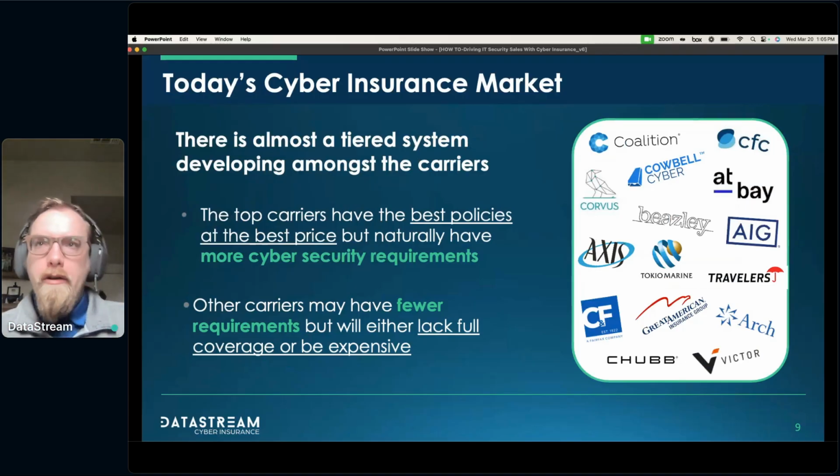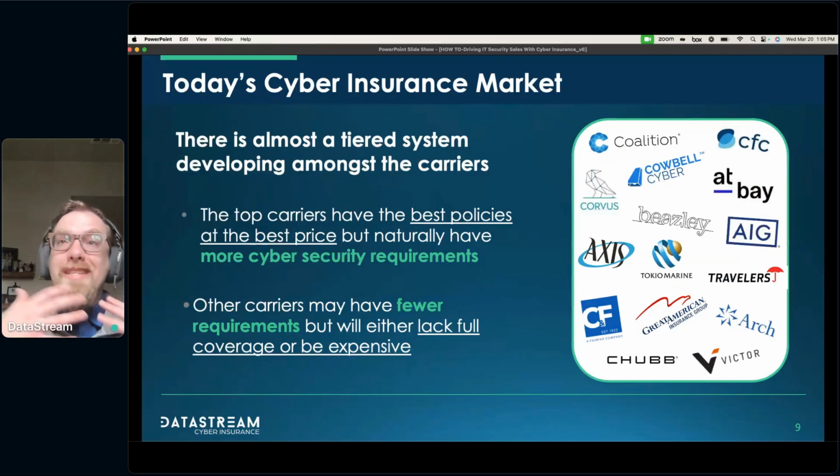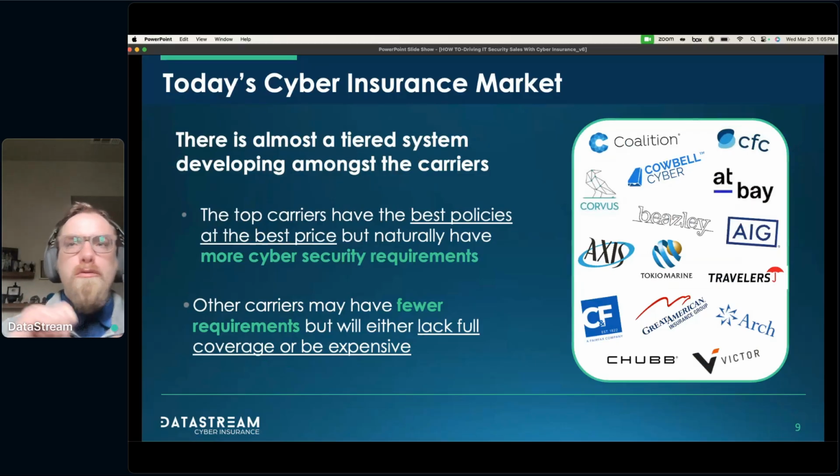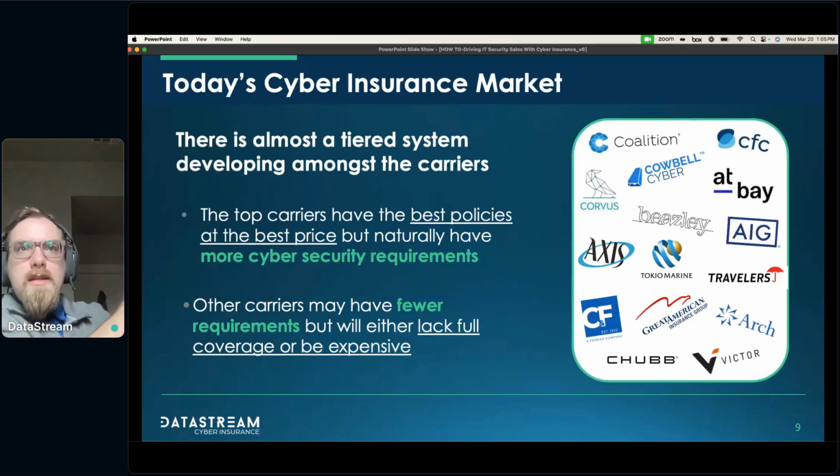All of the carriers out there are technically a little different from all the other carriers. Obviously, there is some crossover and some similarities, but they are slightly different from each other in terms of what coverage they offer, what the cost to obtain that coverage looks like, as well as what the requirements to obtain that coverage look like. And so, what we've seen develop is a bit of a tiered system.